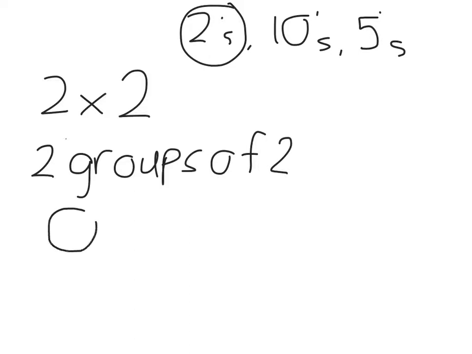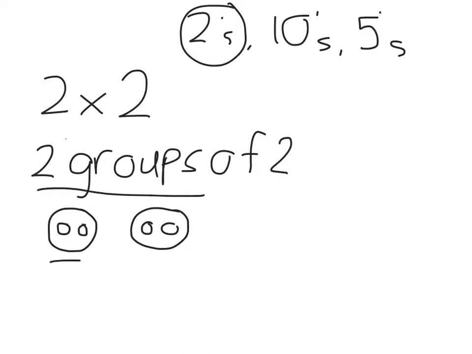If I were to draw a picture of it, it's going to look like this. I'm going to have 2 circles. These are my 2 groups. And I'm going to have 2 in each of those groups. So 2 groups of 2. What I'm also doing is finding out what 2 plus 2 is. So 2 times 2 is the same thing as 2 groups of 2, and it's also the same as 2 plus 2. So 2 times 2 is 4.